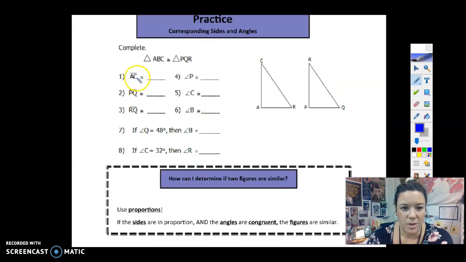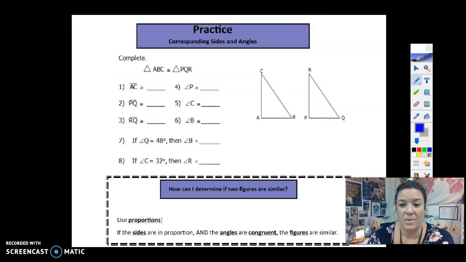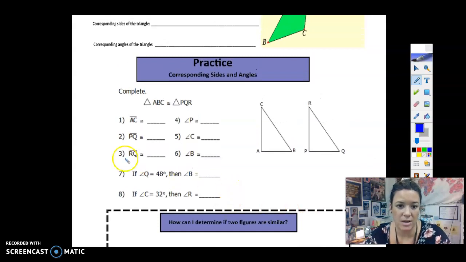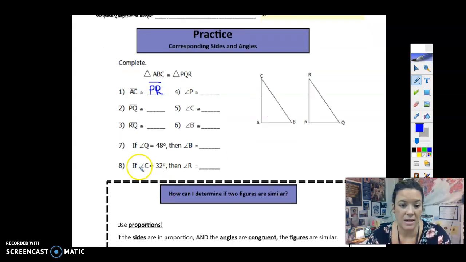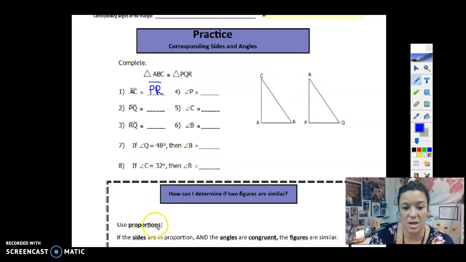What else? We will have to name similar sides or figures. So like side AC is congruent to, and then they're going to write AC is congruent to PR. So they're going to have to practice writing these similarity statements. And if they know that these angles are corresponding, then if C is 32 degrees, R will be 32 degrees. So we're going to talk about that too.